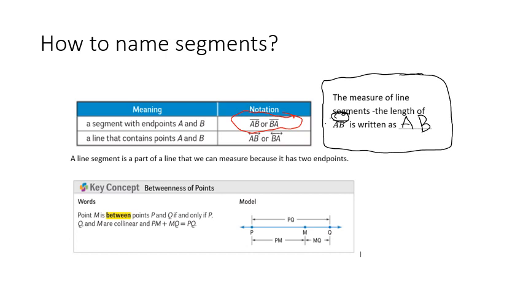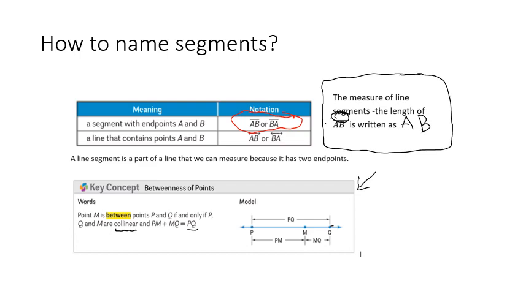Now, one of the key concepts that we use when we talk about line segments is the idea that certain points can be located between one another. So in this case, if you look at the picture, we have point P, point M, point Q. Point M is between points P and Q if and only if P, Q, and M are collinear, meaning they lie on the same line, and PM plus MQ equals the length of PQ.